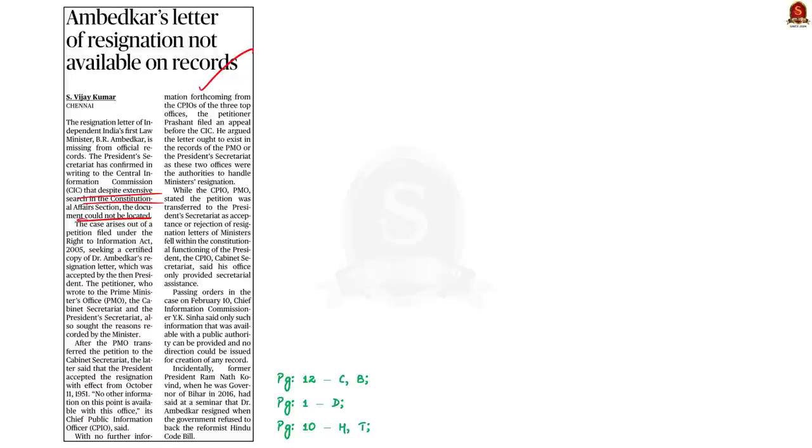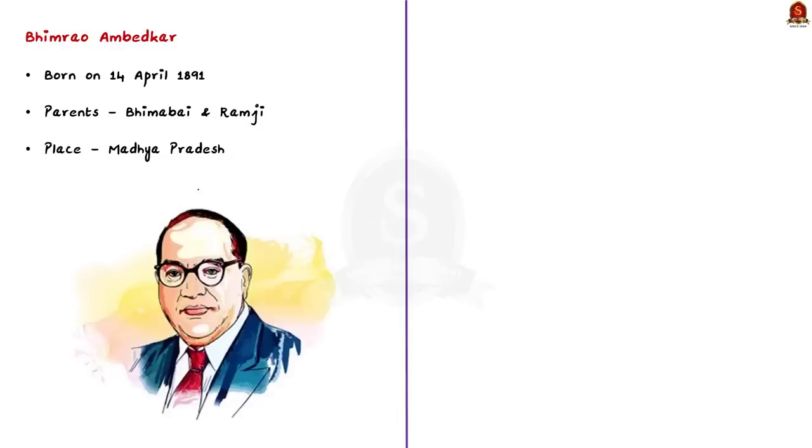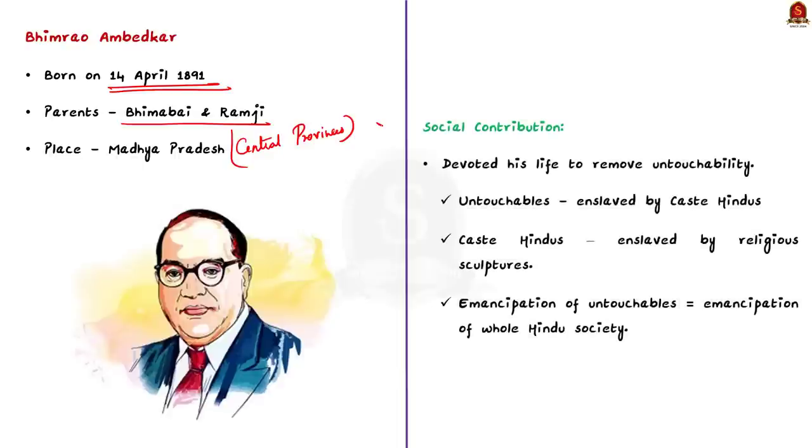See, Bhima Rao Ambedkar was born to Bhima Bai and Ramji on 14th April 1891. He was born in Central Provinces, Madhya Pradesh. This is some of the basics about Bhima Rao Ambedkar's personal life. We're not going to see much more of it. Now we are going to concentrate on the social contributions of Ambedkar.